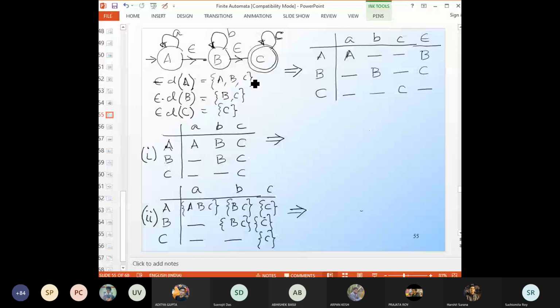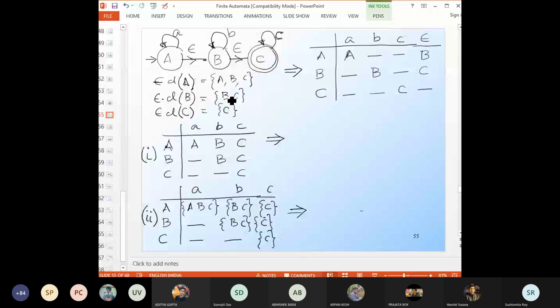Epsilon closure B contains B itself and C. The same state is always there because you can always continue to stay in the same state without accepting any input, right? So B and C, and epsilon closure C contains only C. This is just for our convenience. Is this clear up to this point?